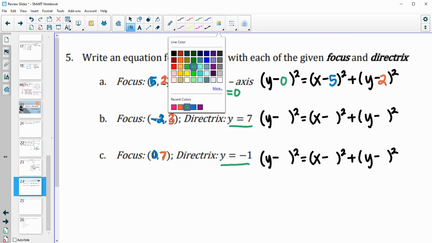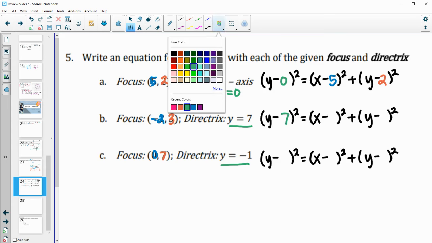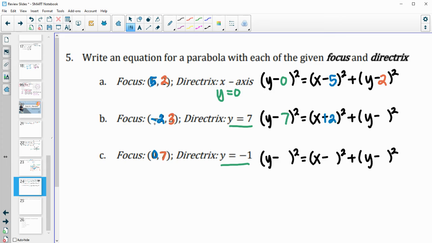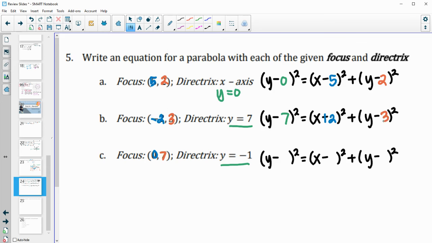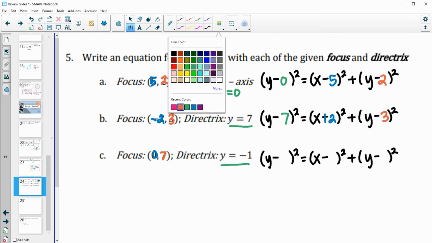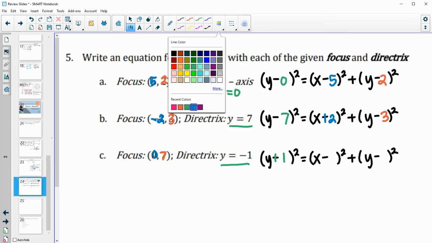Next one, again, y minus the y-coordinate of the directrix. So y minus 7. Then we'll do x minus negative 2. That was the x-coordinate of the focus. And then y minus 3, the y-coordinate. For this last one, y minus negative 1. And then x minus 0. And y minus 7.